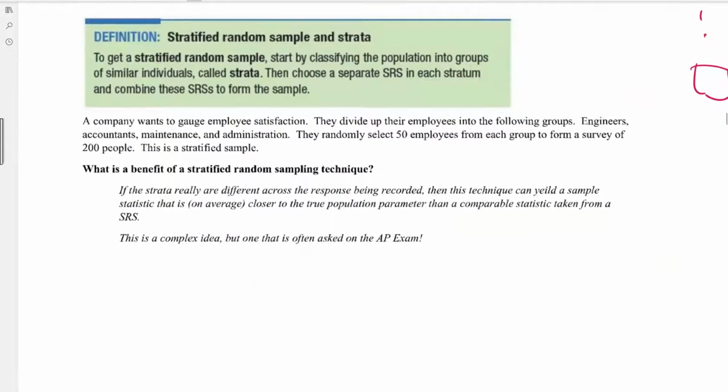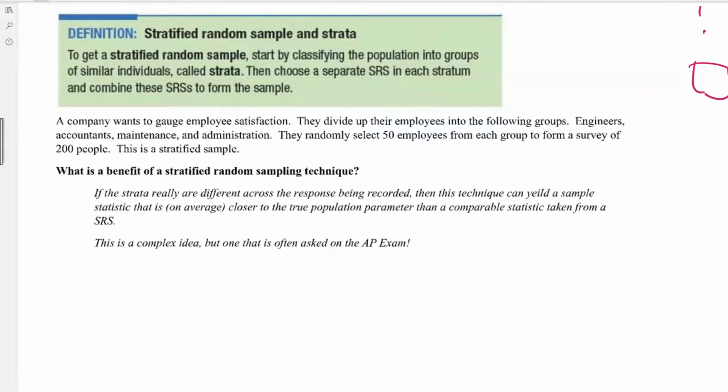Stratified sample. In a stratified sample, we're going to break them into groups again, but this time we're going to classify the population into groups of similar individuals called strata. Here we want to group people together that are very alike, homogeneous groups. Then we're going to choose a simple random sample from each of the strata and combine those into making a sample. A company wants to gauge employee satisfaction. They divide up their employees into the following groups. We've got engineers, accountants, maintenance, administration.